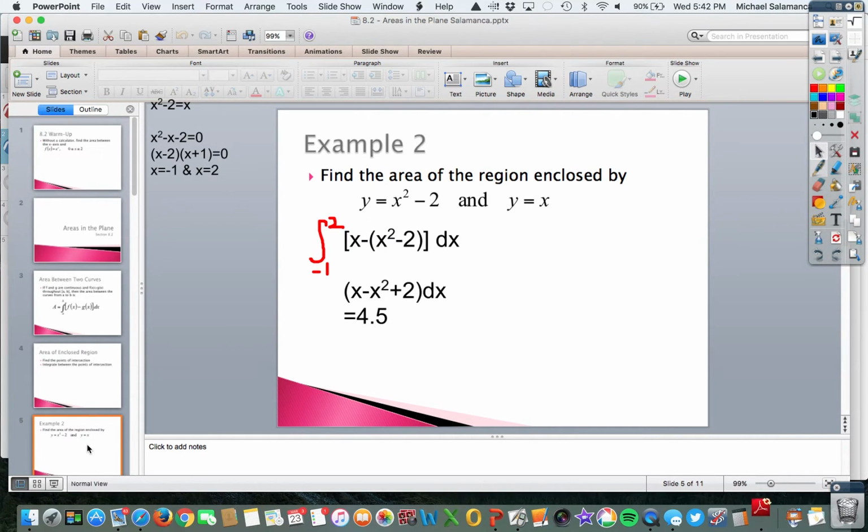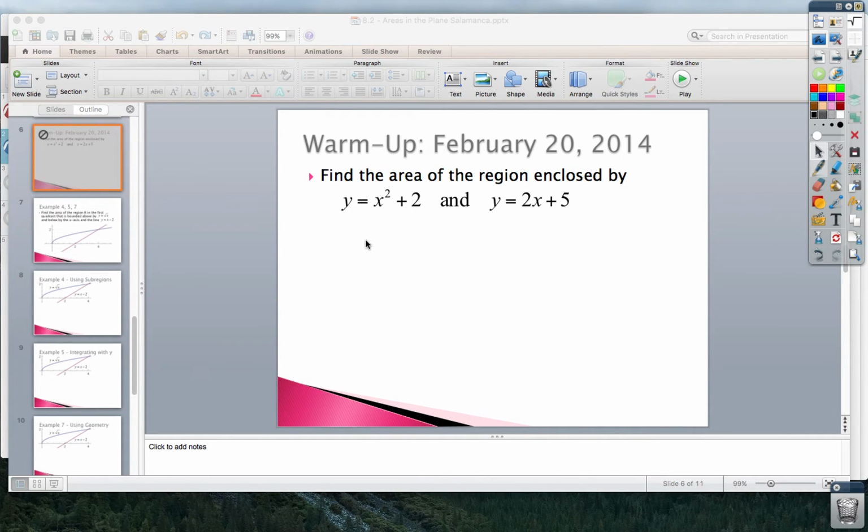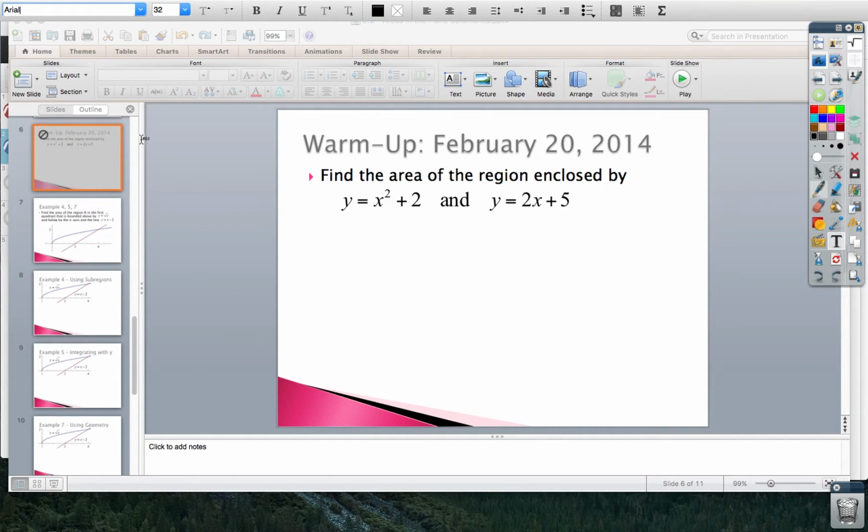Let's look at another example here. Now we're trying to do the same thing. y equals x squared plus 2 and y equals 2x plus 5. Again, if we wanted to find the points of intersection, we're going to do x squared plus 2 equals 2x plus 5. We're going to subtract 2x plus 5 from both sides. We get x squared minus 2x minus 3 equals 0, because 2 minus 5 is negative 3.